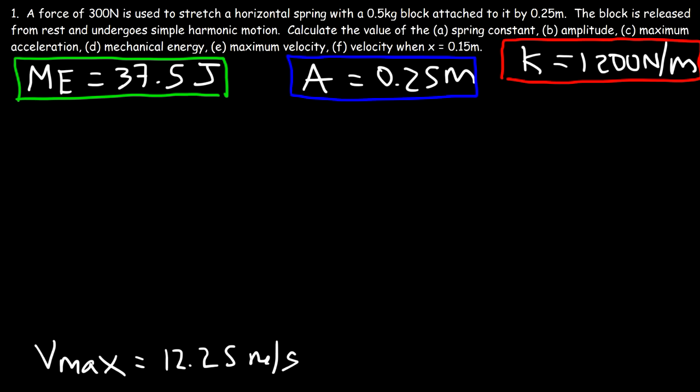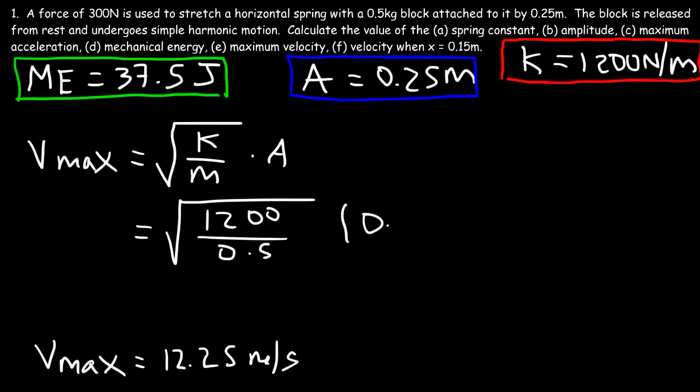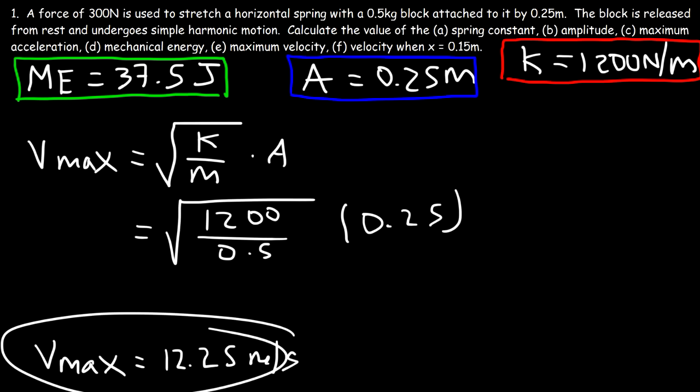Now, for those of you who want a simple equation to calculate the maximum velocity, here it is. The maximum velocity is simply the square root of k divided by m times the amplitude. So if we type in the square root of 1200 divided by the mass of 0.5 multiplied by an amplitude of 0.25, that will give you the same answer. 1200 divided by 0.5 is 2400. And the square root of 2400 times 0.25, that's going to give you this answer again, 12.25 meters per second.